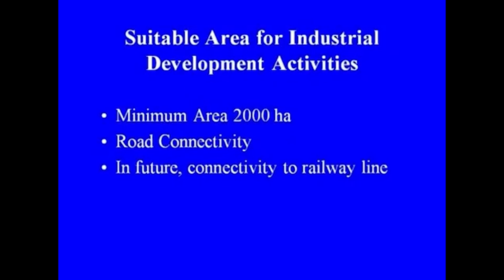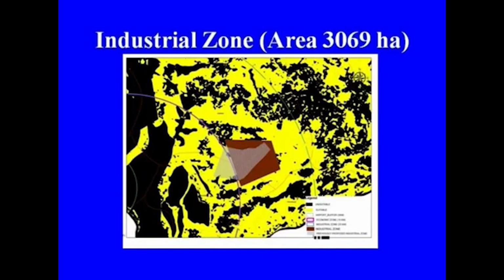For identifying suitable areas for industrial developmental activities, the minimum area constraint was 2000 hectares. There should be road connectivity and, in future, connectivity to a railway line, because this is going to be the lifeline for the subsistence of the industrial activities, so that raw materials can be sent to the industrial areas and the finished products can be sent to the market areas. So, based on this, the industrial zone was identified.